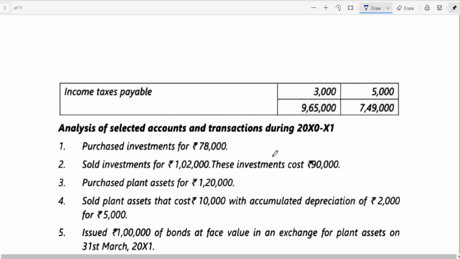Purchased investments, very simply and straight away given. Purchased investment, you know where it goes. By this time you have clarity. It will go to investment. Sold investment, this will be taken to investments. And purchase of plant assets, this will be taken as investment. These 3 items are investing activities, no? And this one also.